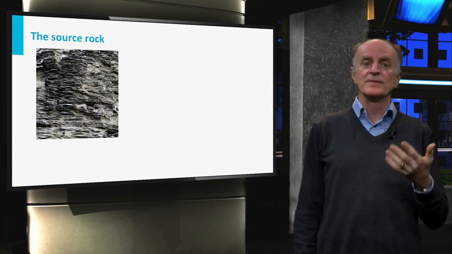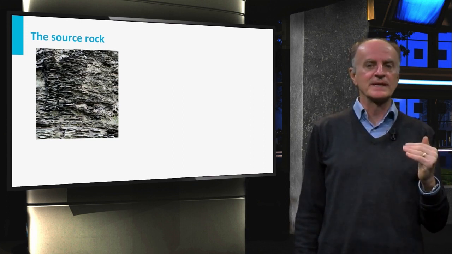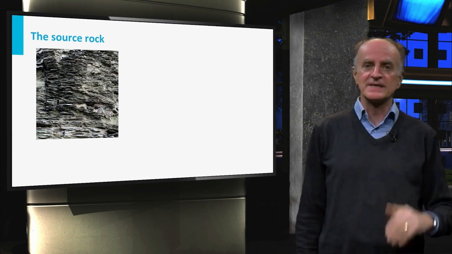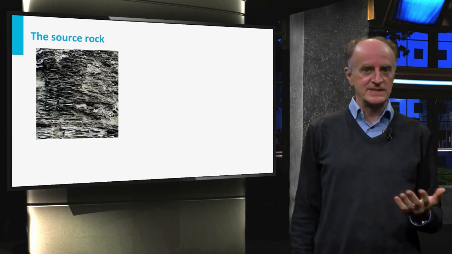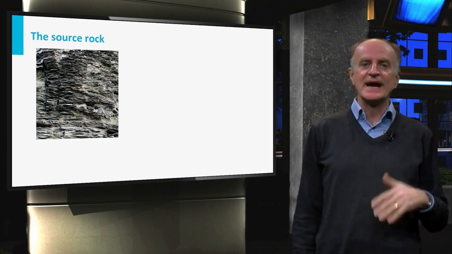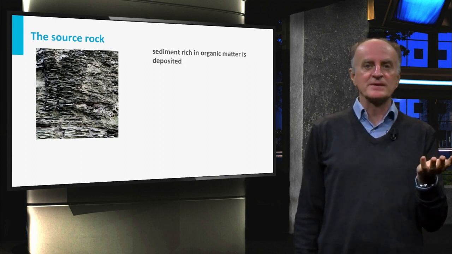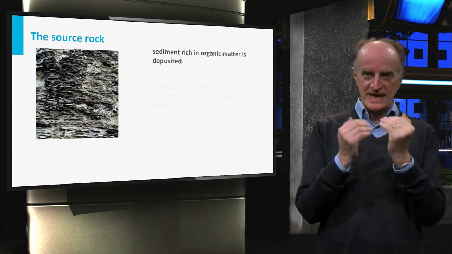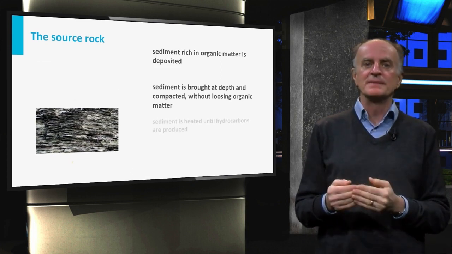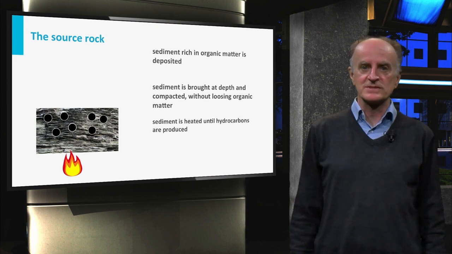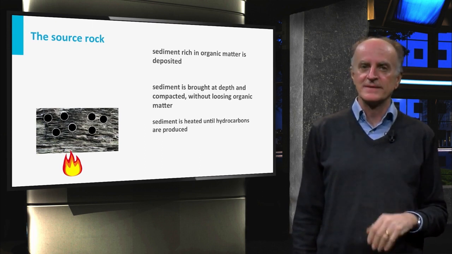Everything starts with a source rock. A good source rock has a high total organic content, usually more than 1%, and has been heated enough to generate petroleum. 3 stages are then needed to obtain a high-quality source rock. Sediments rich in organic matter must be deposited. The organic matter must be preserved during subsidence, and the rock must be heated at high enough temperatures. This is more complicated than what it looks like.